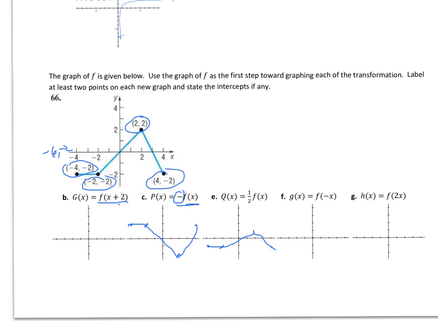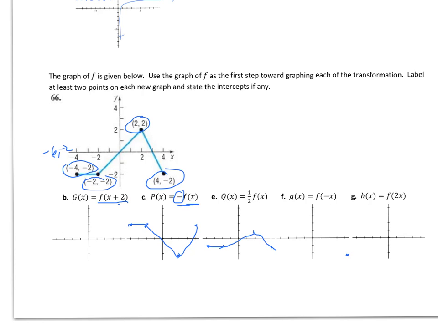All right, part F here, that negative on the inside. What's that going to do to it? Flip it over the y-axis, correct? So if a flip over the x-axis on part C changes the sign of our y's, guess what a flip over the y-axis is going to do? Change the sign of our x's. So this becomes, instead of -4, -2, it becomes +4, -2.